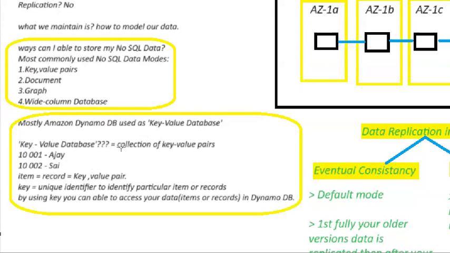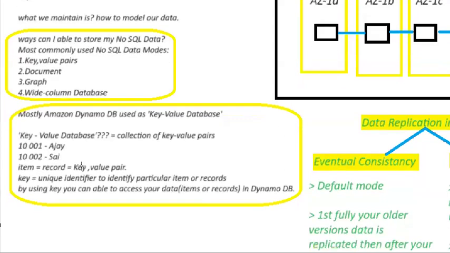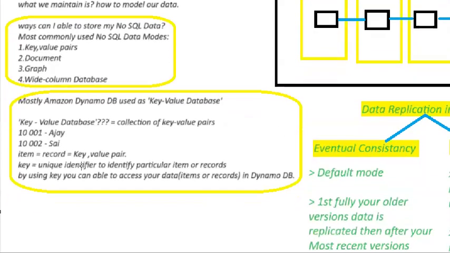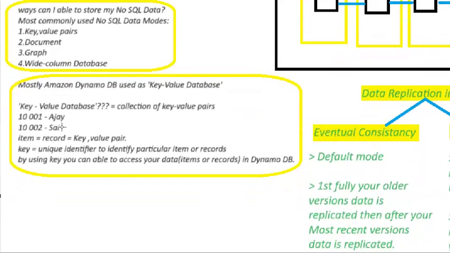Do you know what a key-value database is? It is nothing but a collection of key-value pairs. A key-value pair is nothing but an item or a record. You can say a row. First row is one item, second row is one item. And the key is a unique identifier by which you can identify your item or record. So by using a key, you can access your data, that is, the items or records in your database. So let's move on to the in-depth concept among the databases.